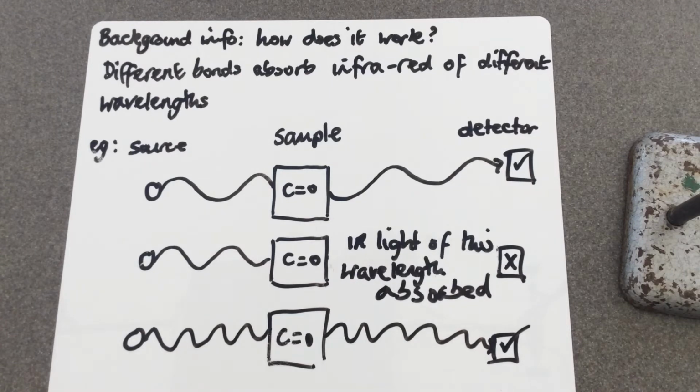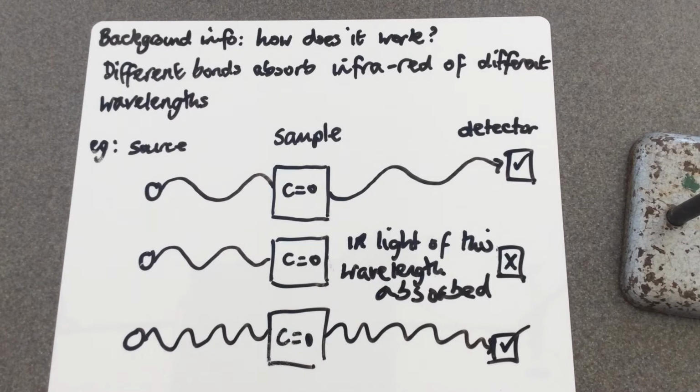At longer wavelengths, the carbonyl, the CO double bond, doesn't absorb the infrared. So if we try to pass some infrared light through our sample at the longest wavelengths, that light is not absorbed. It passes through the sample and it gets to the detector. At really, really short wavelengths, again, the carbonyl bond does not interact with that infrared light. It doesn't absorb it, so the light gets through to the detector.